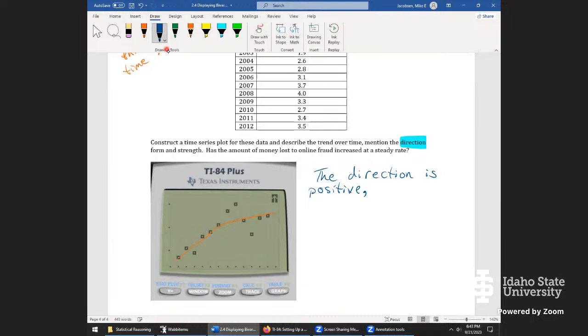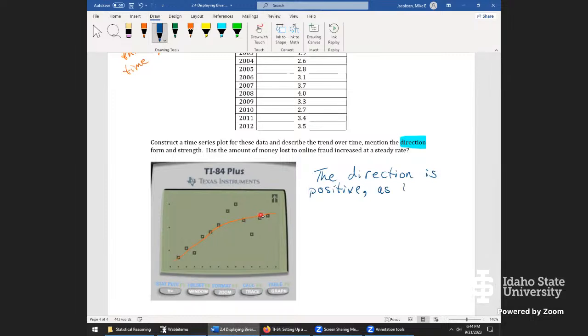We need to mention the context as we do this. Or does it say that? You know, it never said mention the context, but let's do it anyway. That's always good practice. If I just say the direction is positive, I never use the context of the original problem, but we can if we say along these lines.